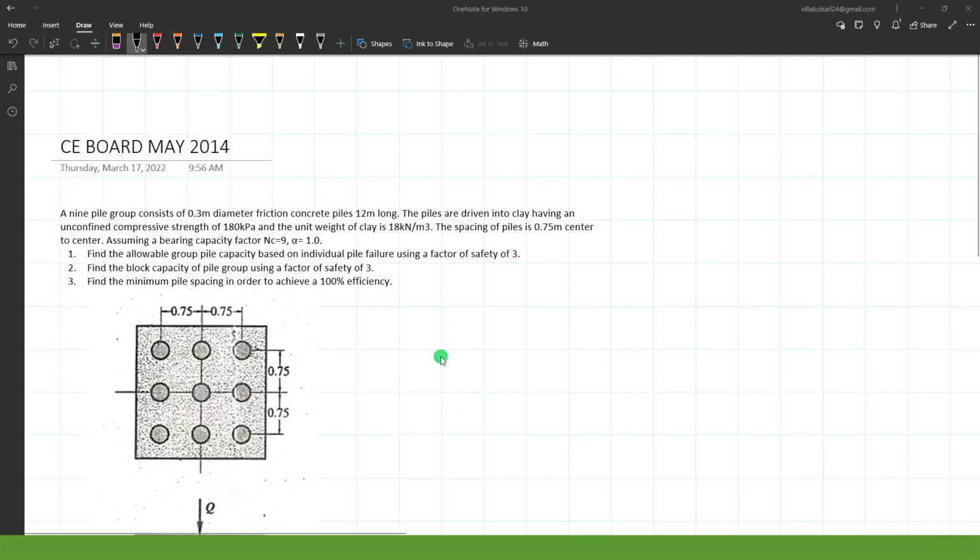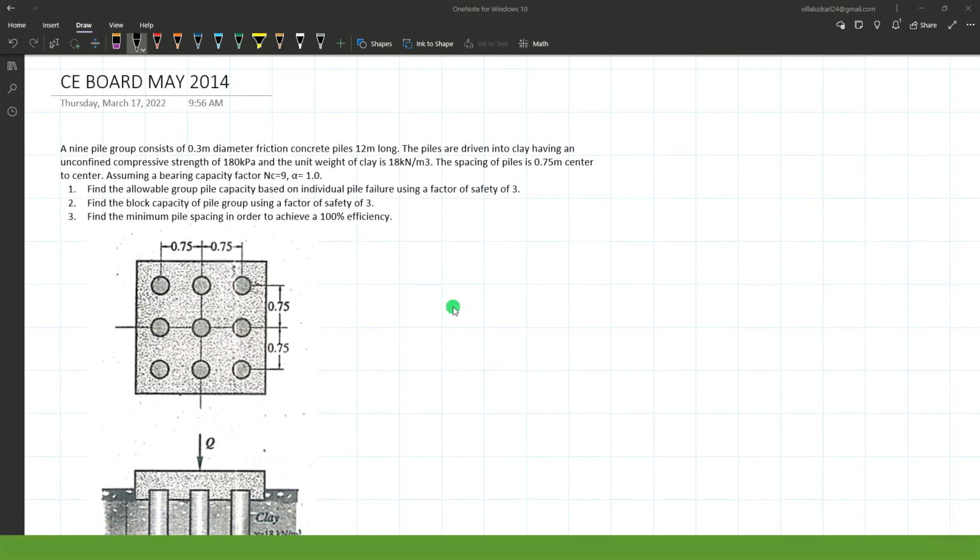So here's the problem. This is taken from CE Board May 2014. A 9-pile group consists of 0.3 meter diameter friction concrete piles 12 meters long. The piles are driven into clay having an unconfined compressive strength of 180 kilopascal. The unit weight of the clay is 18 kilonewton per cubic meter. The spacing of piles is 0.75 meter center to center, assuming a bearing capacity factor of 9 and the unit of skin friction which is equal to 1.